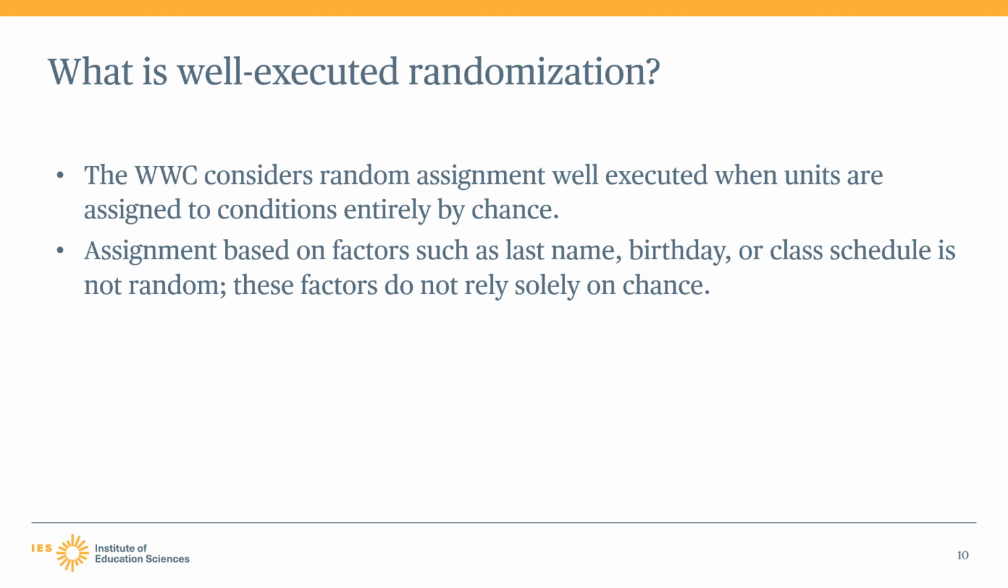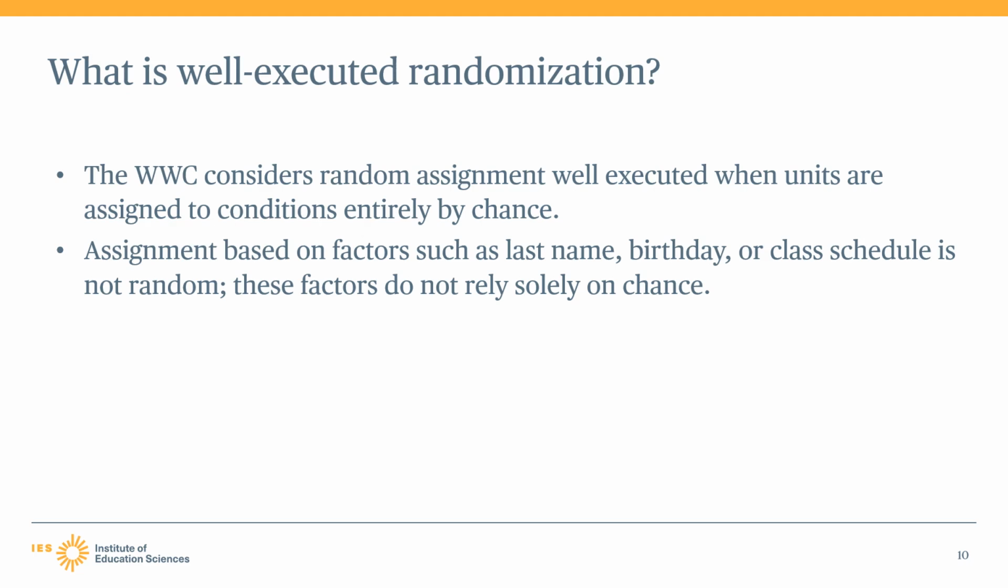When units are assigned to groups based on a series of coin flips, belonging to the intervention group is unlikely to be related to other characteristics of the units, such as students' prior test scores or their race or ethnicity. Other random assignment processes include those based on lotteries and random numbers generated by computers.